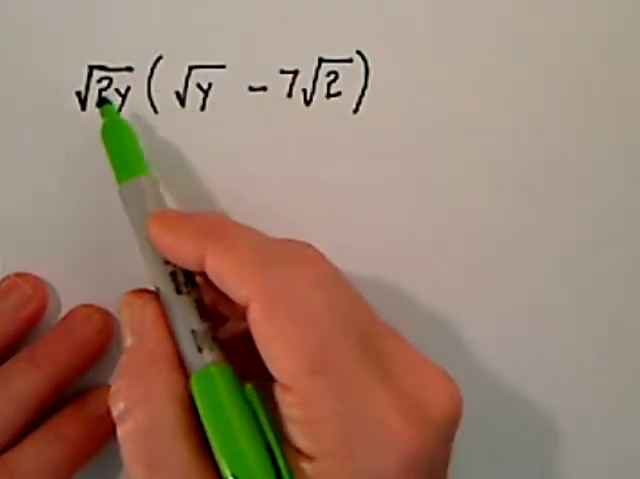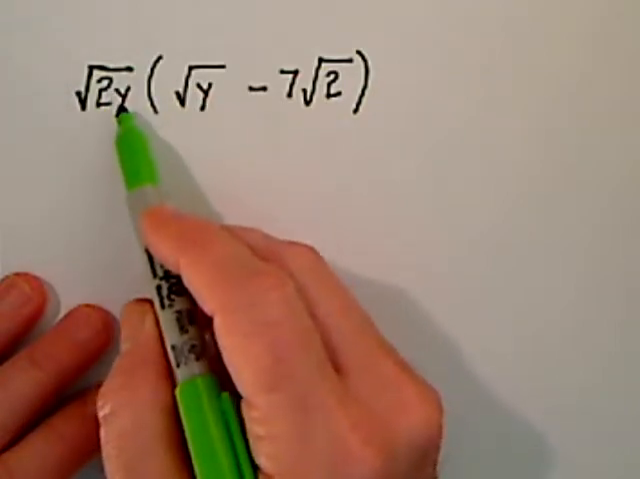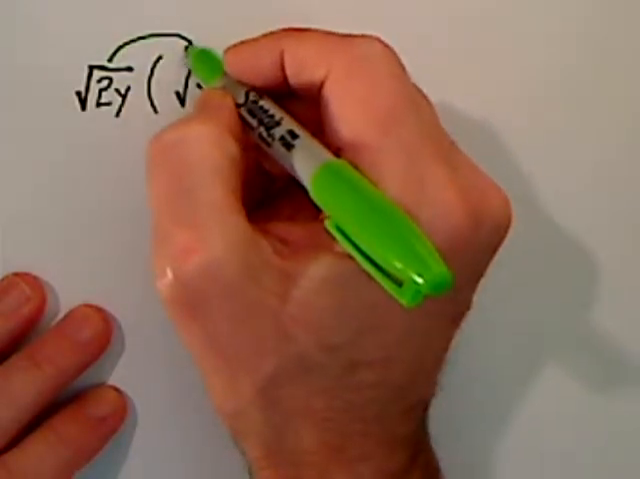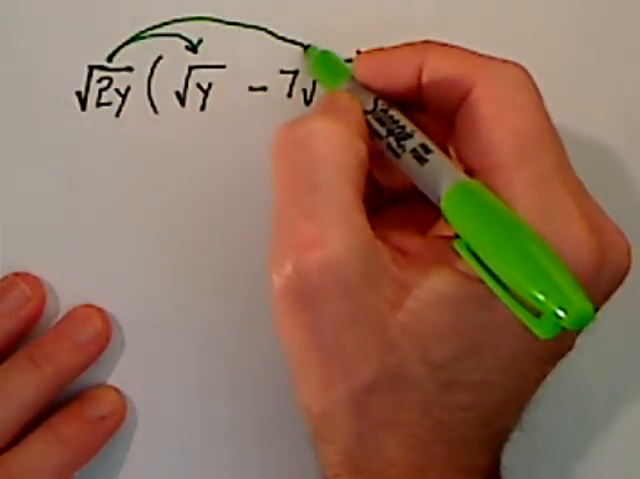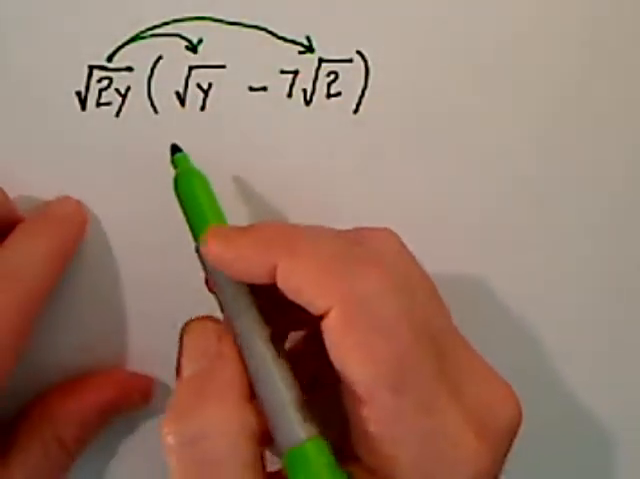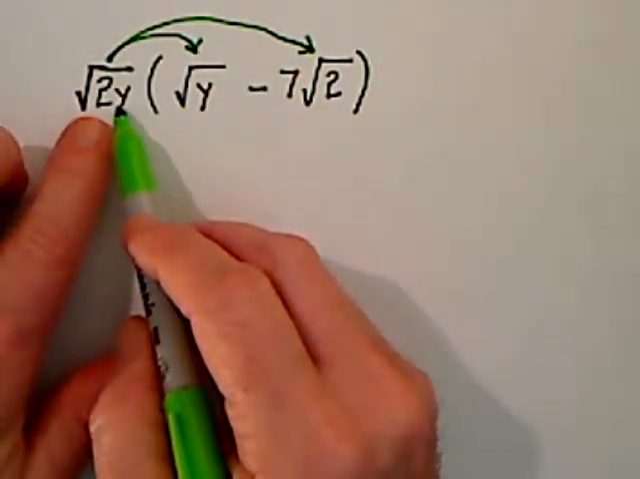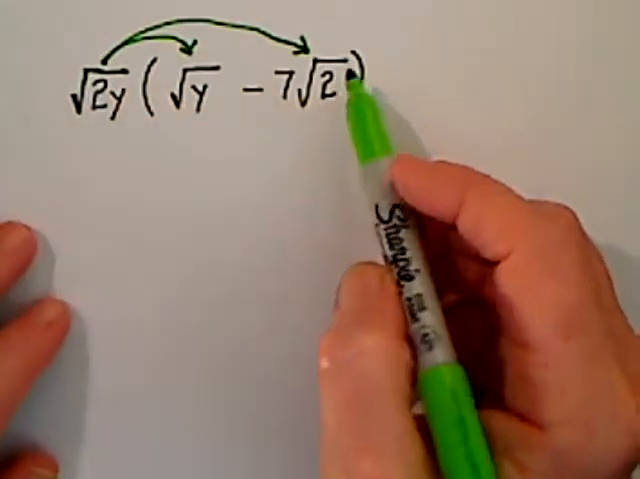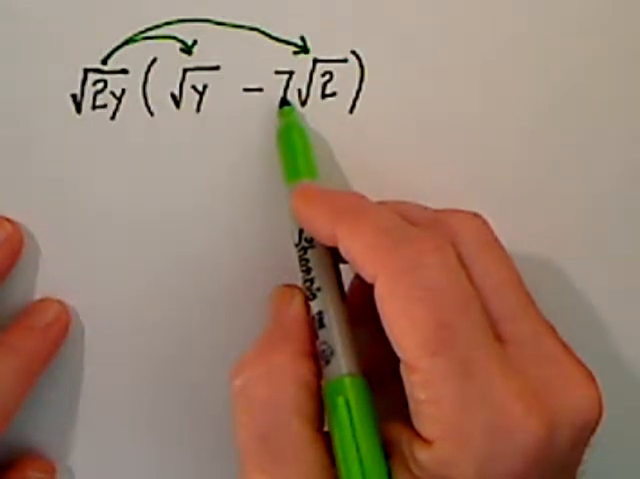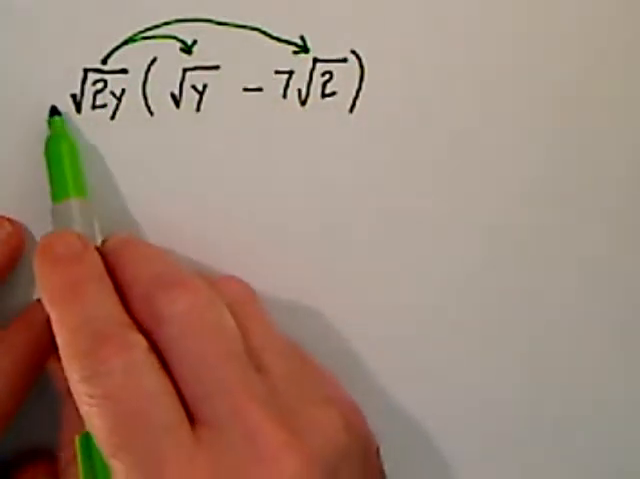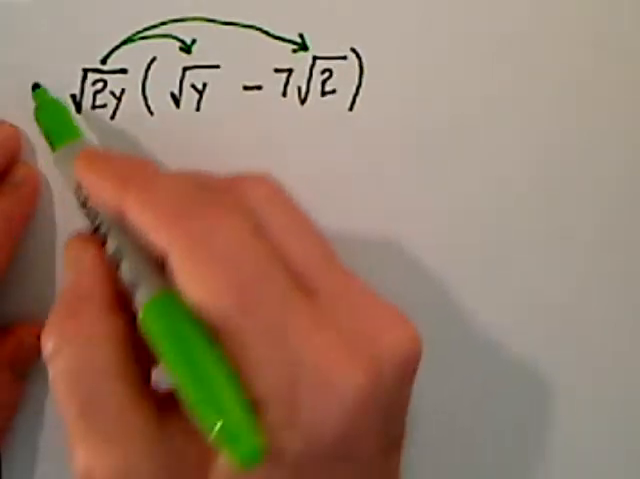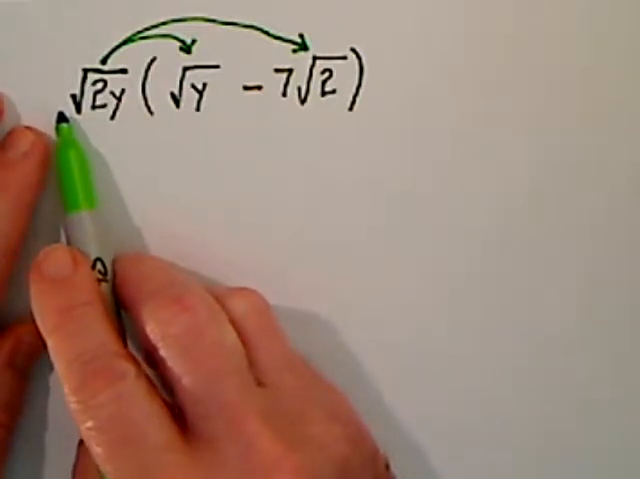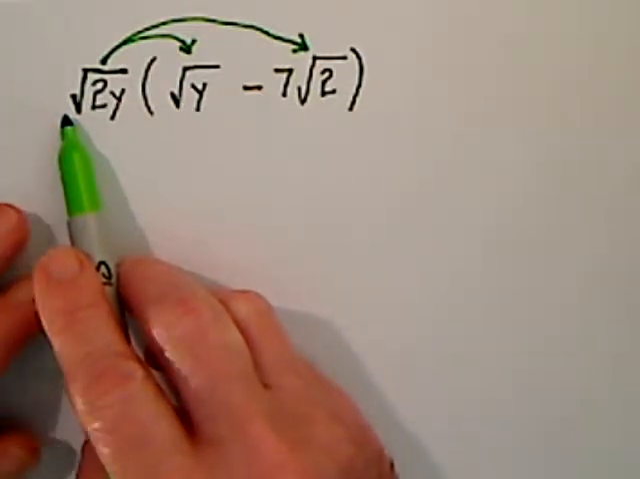In order to distribute radical 2y to each term inside the parentheses, usually I indicate that with my little fireworks here. The idea that you have to follow is anything under the radical can multiply anything under the radical. But if something's in front, then that can only be multiplied by something in front. In this case, we have number 1 sitting in front of the radical, so that's not going to affect anything. We basically ignore that.